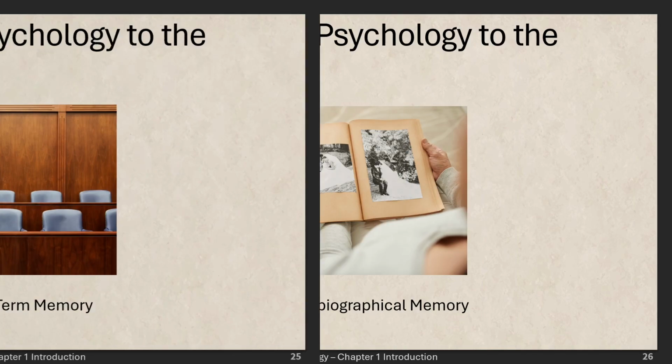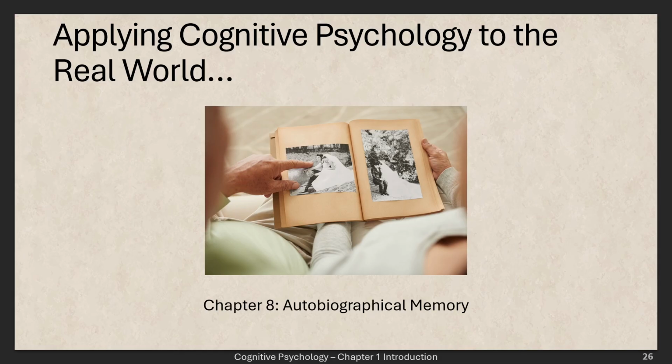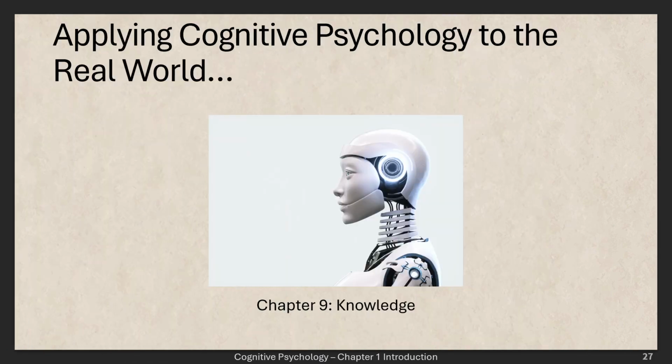When studying autobiographical memory, we explore how personal memories function, including the limitations and expected fallibilities of flashbulb memories from major life events. In computer science, cognitive theories of knowledge representation help AI developers address the common sense knowledge problem, such as teaching machines basic real world facts that humans take for granted.